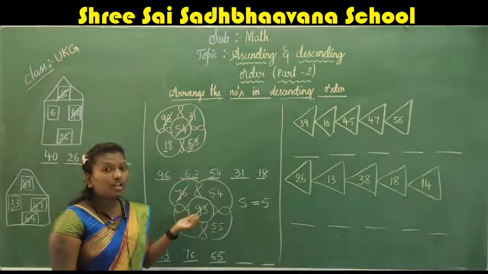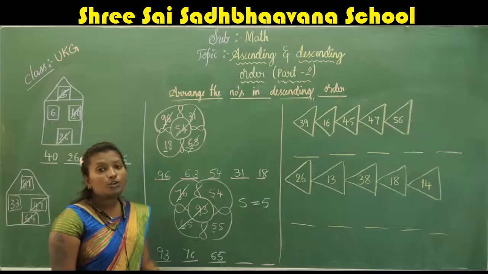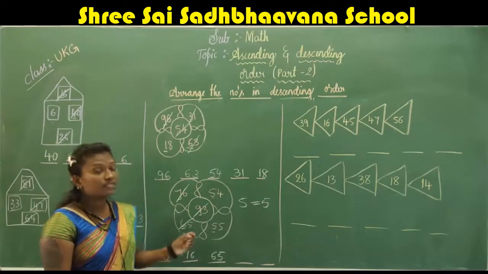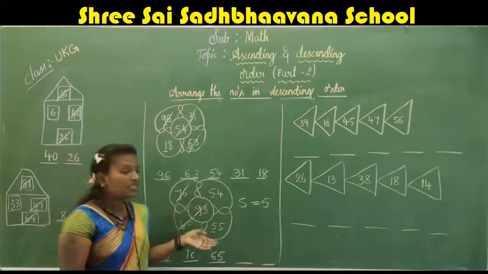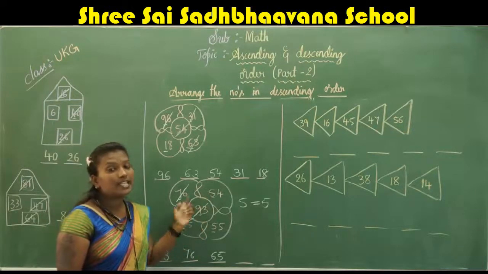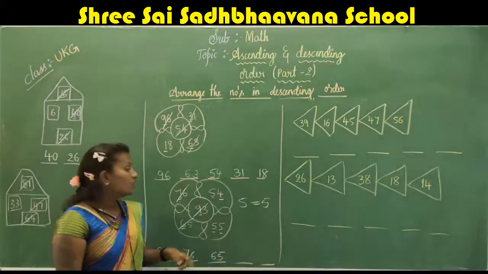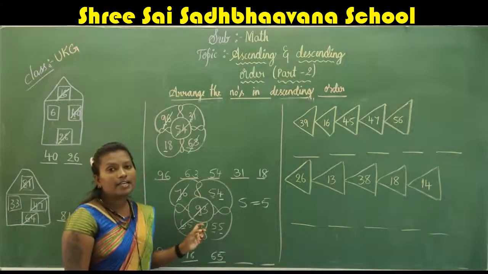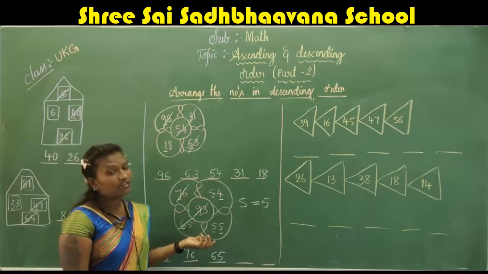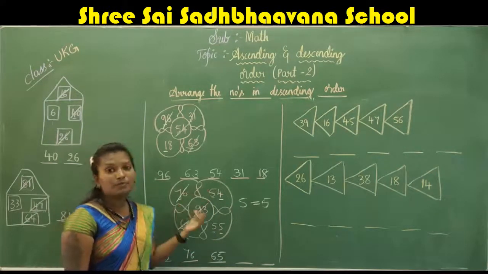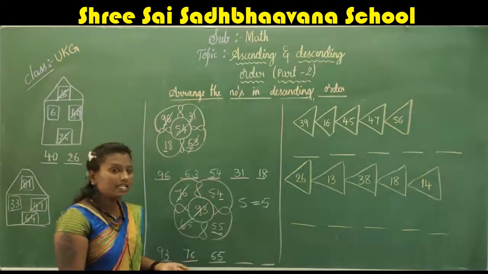So next, what do we have to do then? Do we have to write 54 here? No. Next we have to observe the ones place numbers also. If they are given the same numbers in the tens place, next we have to observe the ones place number. So children, here 4 is there, here 5 is there. So what is the biggest number? 5 or 4? Yes, 5. So 5 is bigger than 4. So 55 is the bigger number.